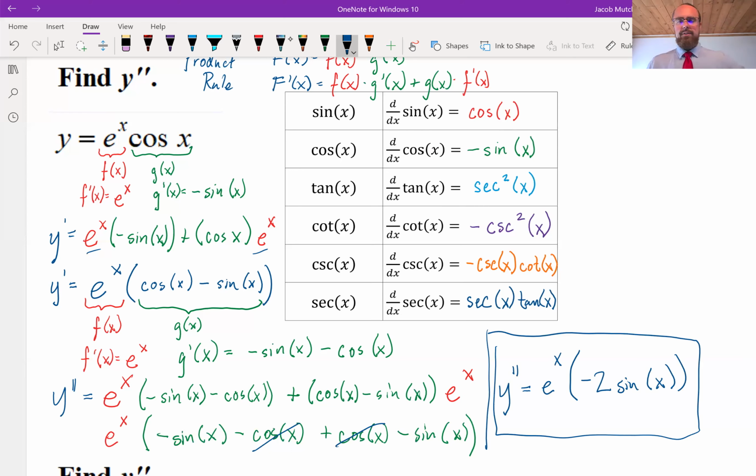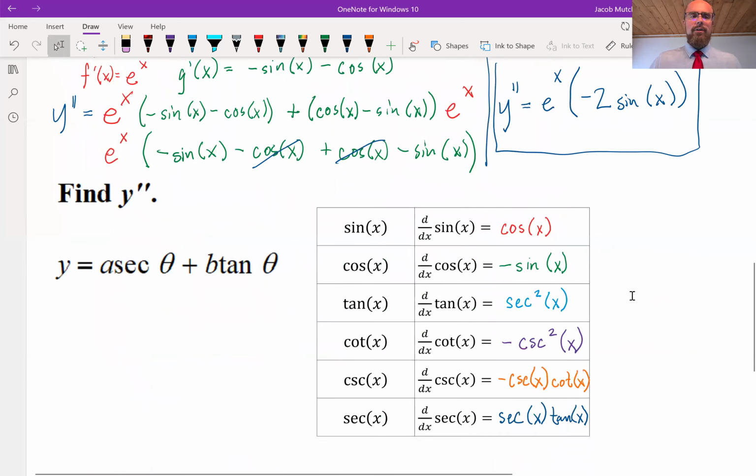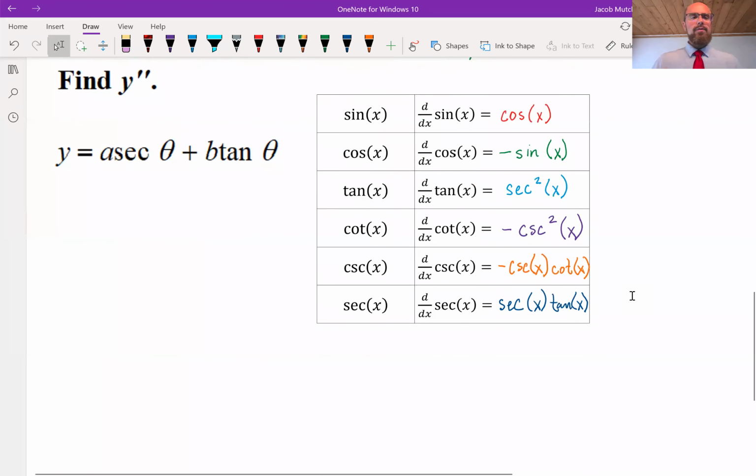And that completes that second derivative for that second example. So definitely we had to apply the product rule there. Let's take a look at one last example that involves secant and tangent.